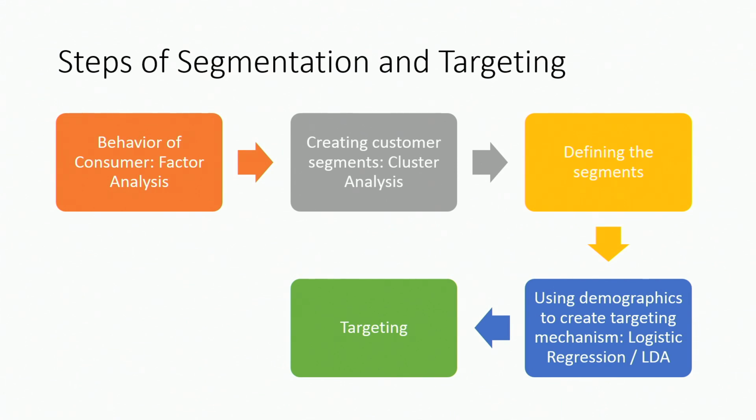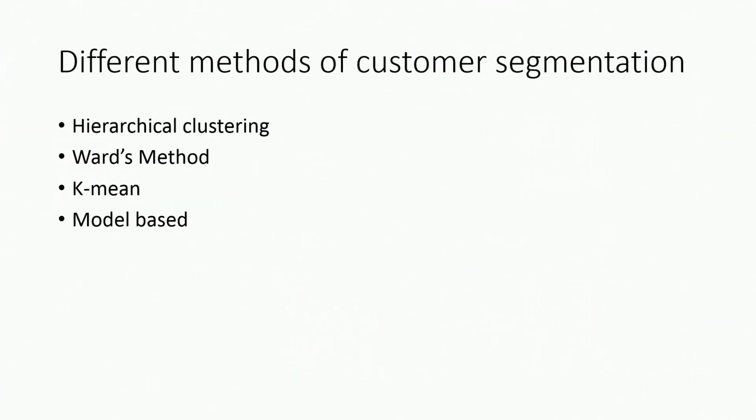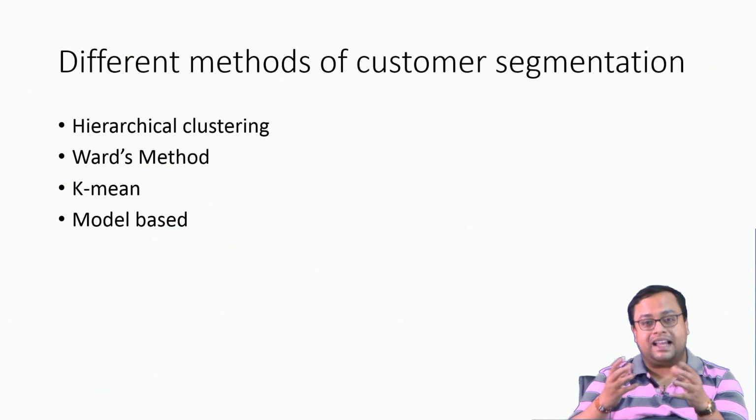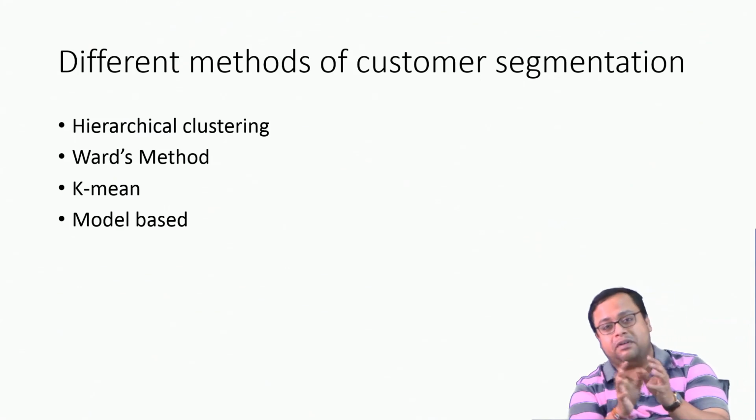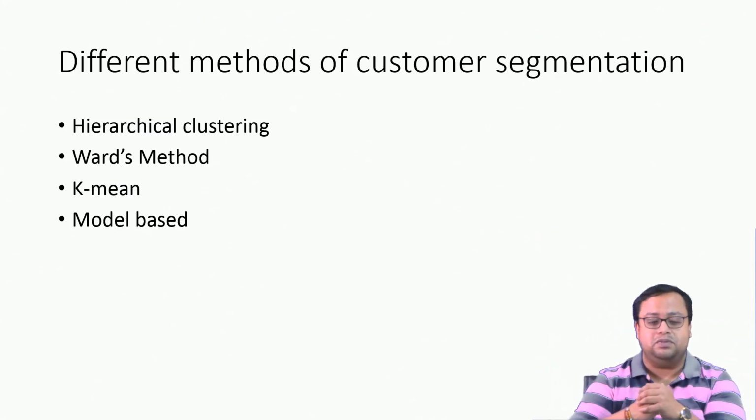The second step is cluster analysis, where based on the behavior of the customers, we try to find out which customers have similar behavior and which do not. Some of the classic methods we apply to see which customers are coming close to each other and which are moving away from each other are hierarchical clustering, of which Ward's is one part, then the k-means algorithm, and model-based algorithms as well.